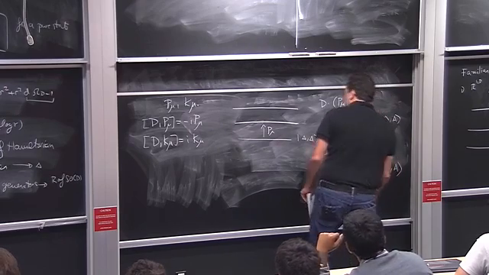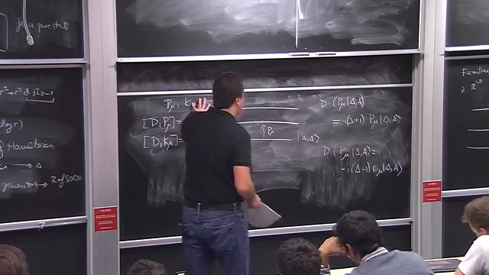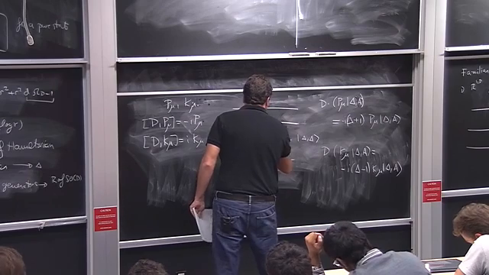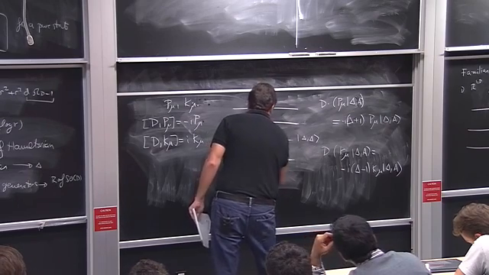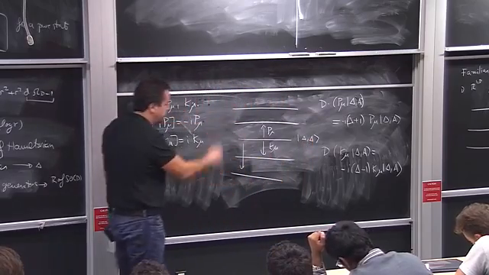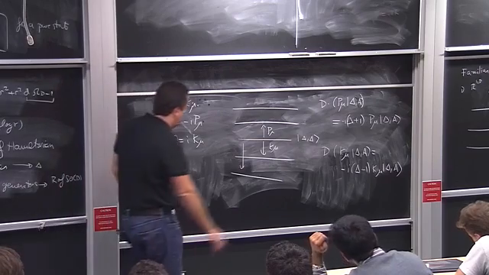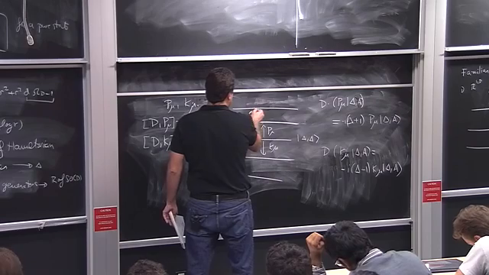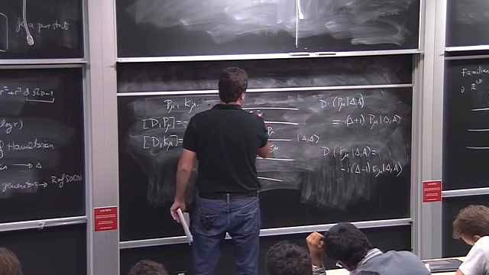Okay? So the picture to keep in mind is that you lower the energy, or the dimension, by acting with K's, and I raise it by acting with P's. Okay? That's what I mean.